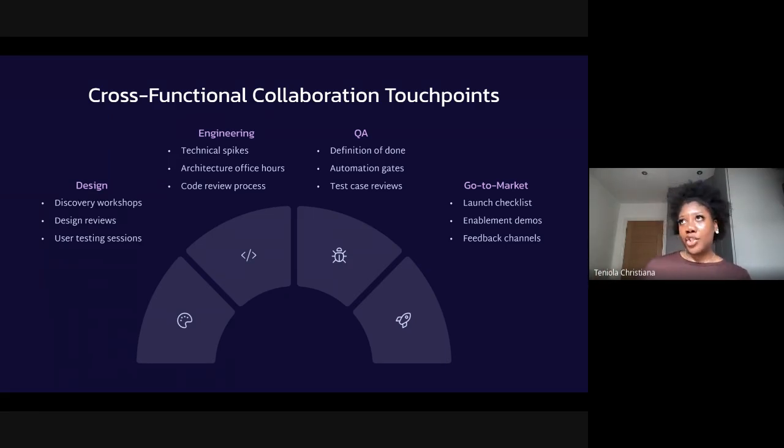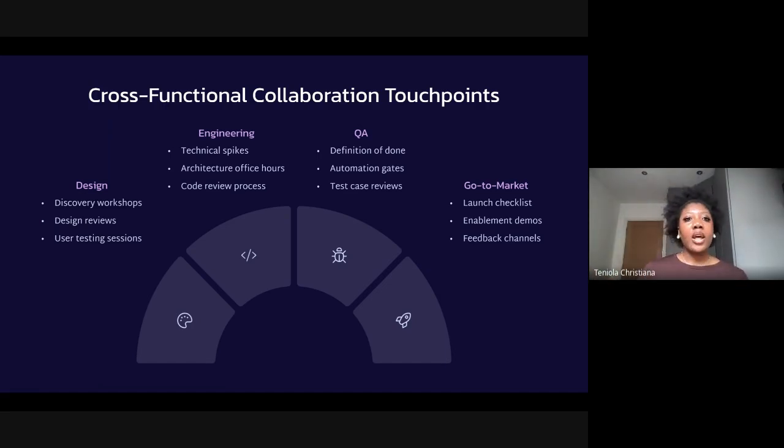So on my launch checklist, it might be customer facing notes, it might be release notes for the internal organization, it might be links to demos so that the customer facing teams can see that and understand exactly what the feature does and what the benefit is to customers.